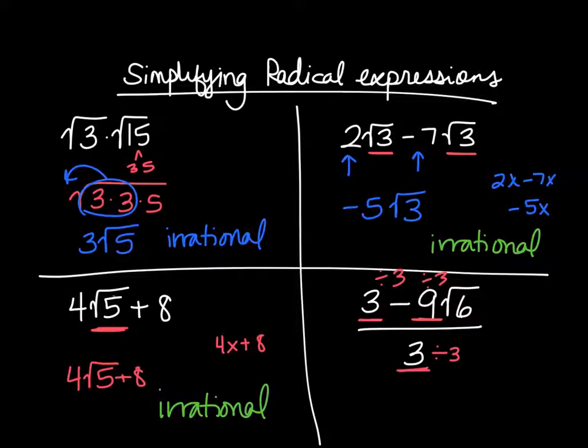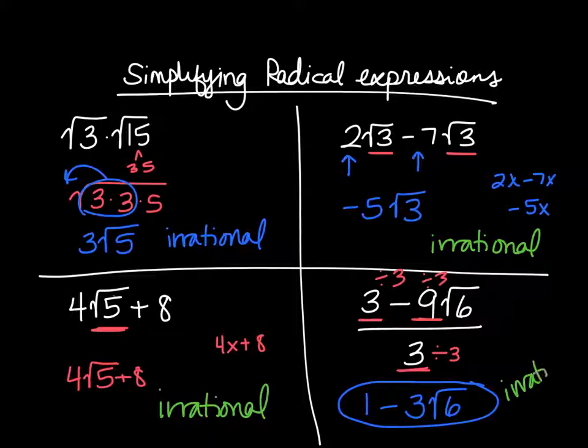So when I simplify that, I'm going to get 1 minus 3 square root 6. And we could put all over 1, but anything divided by 1 is itself. So this is the simplest way to write that. All right, that's because I'm dividing all the whole numbers. And because that still has a square root symbol in it, that's an example of an irrational number.